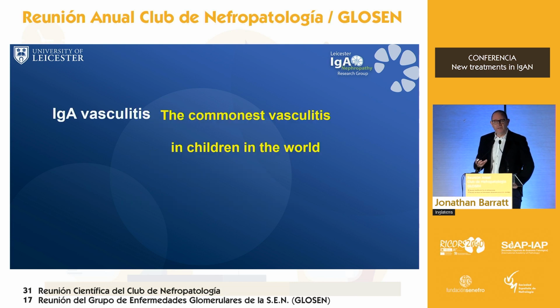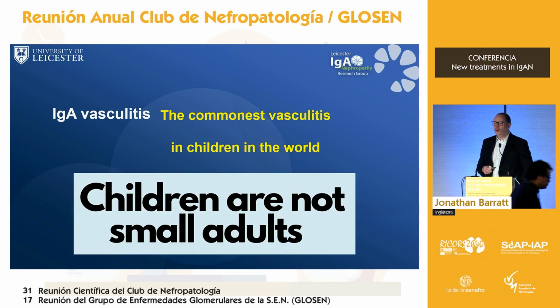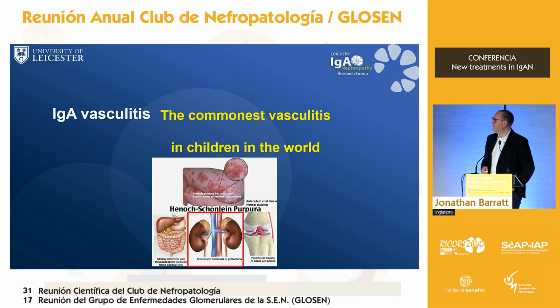So IgA vasculitis is the commonest vasculitis in children in the world, and I don't know if there are any pediatric nephrologists in the room. Are there any pediatric nephrologists? Good, excellent. So what my pediatric colleagues tell me time and time again is that children are not small adults. So even though this is a disease that is much more common in children, I'm going to restrict myself to adults. We can't necessarily think that everything that I'm going to tell you now applies to children. It might do, but we can't assume that.